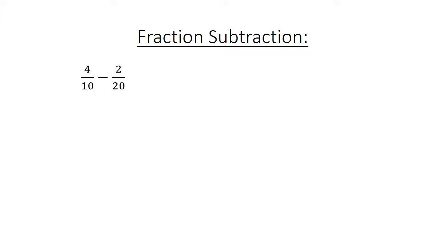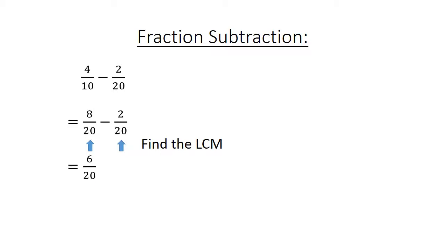Fraction subtraction, 4 over 10 minus 2 over 20. Find the lowest common multiple. 8 over 20 minus 2 over 20 equals 6 over 20 equals 3 over 10.